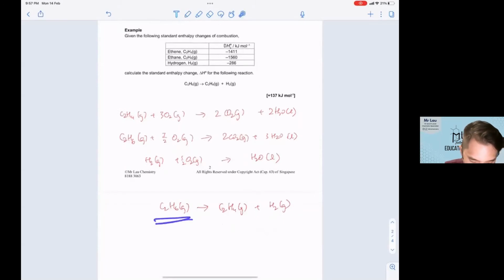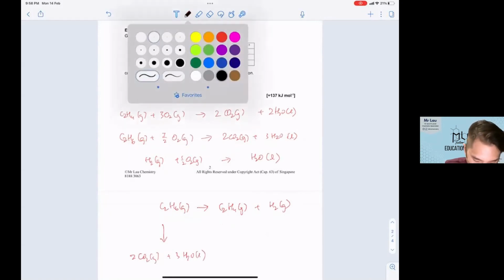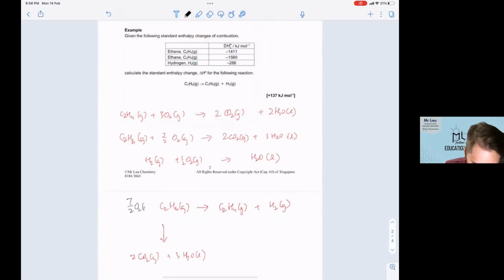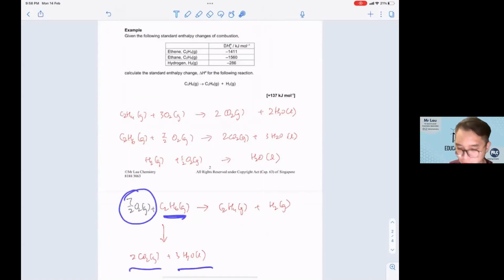If you look at this, C2H6 can be found in this equation over here. So you need to treat it as an entire equation. So C2H6 will give you 2 CO2 and 3 H2O liquid. Now, you also require 7/2 O2, so we will balance it by putting this over here. So C2H6 plus 7/2 O2 will give you 2 CO2 and 3 H2O. Previously, the red equation was balanced, but by adding the 7/2 O2 it is no longer balanced. So you need to add this over here as well.